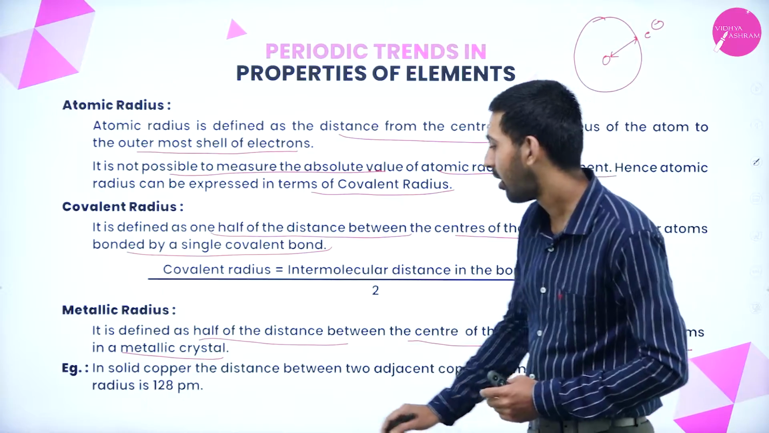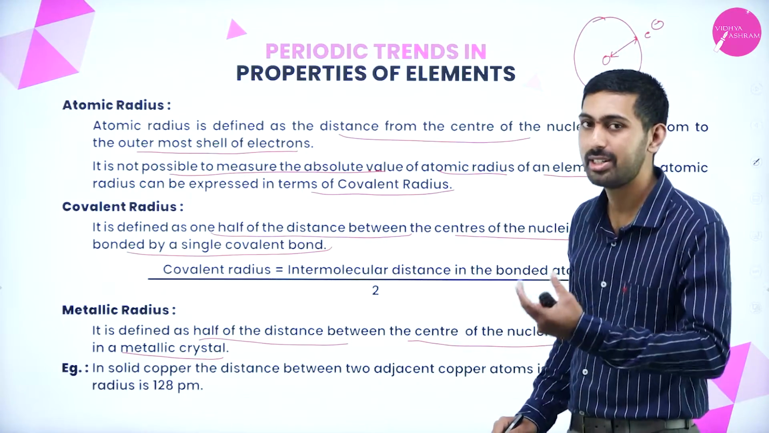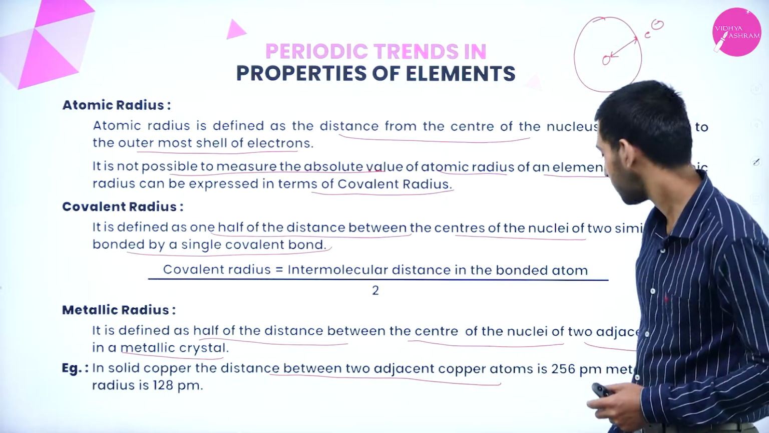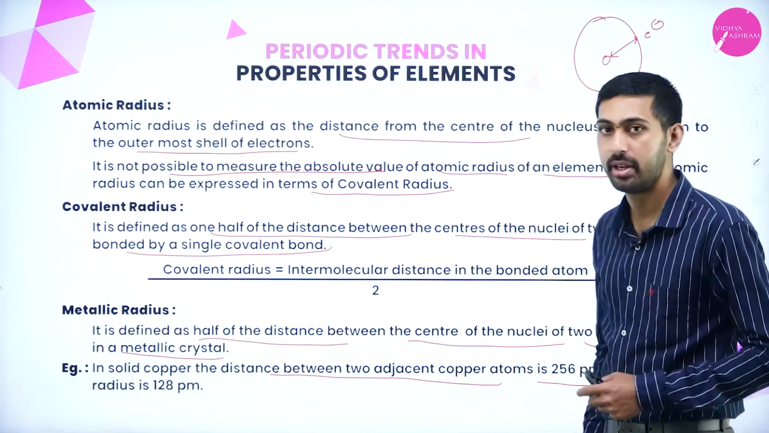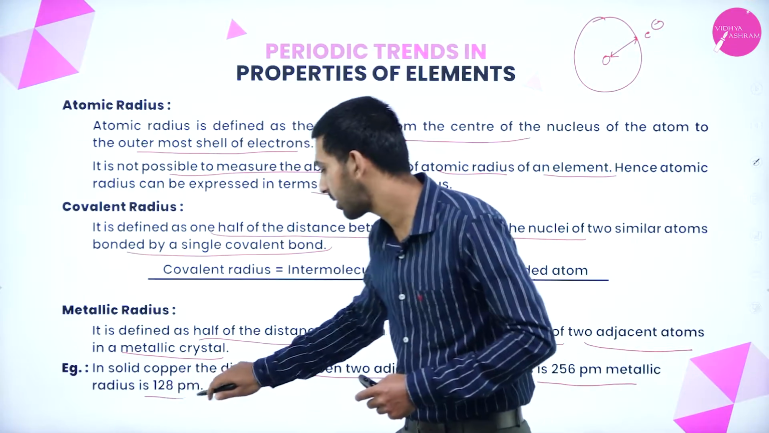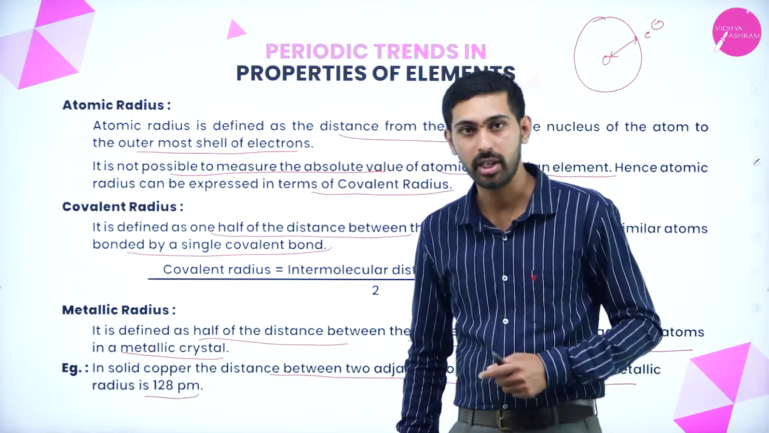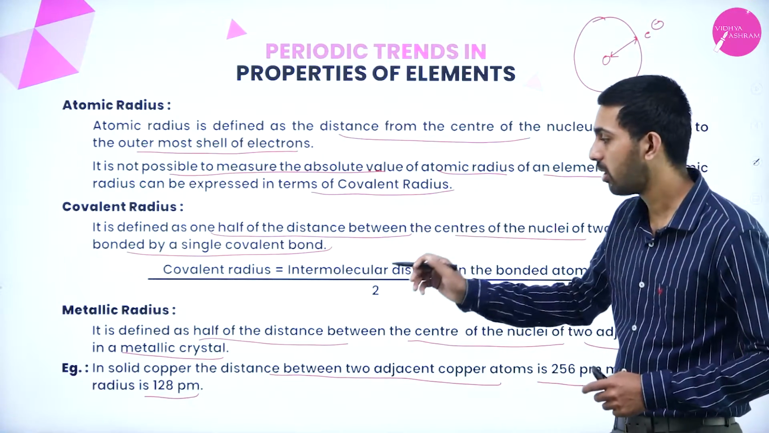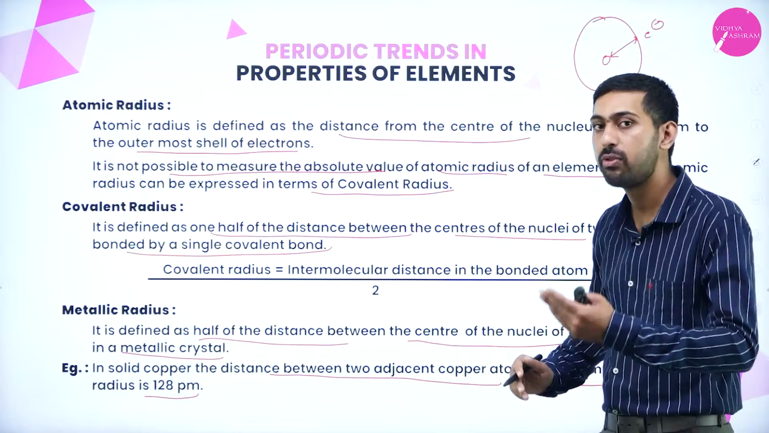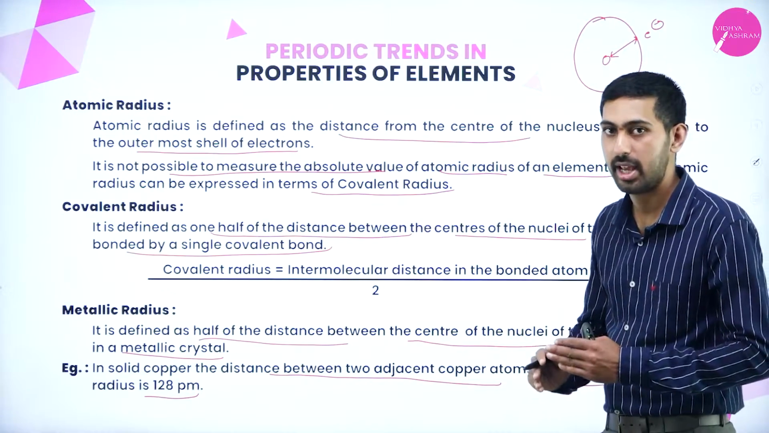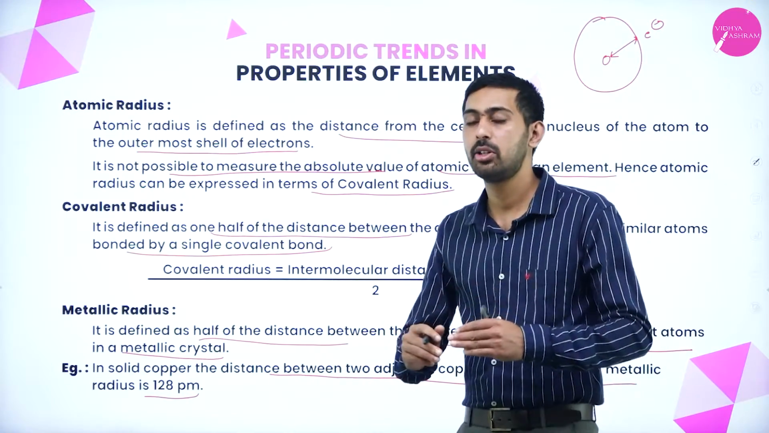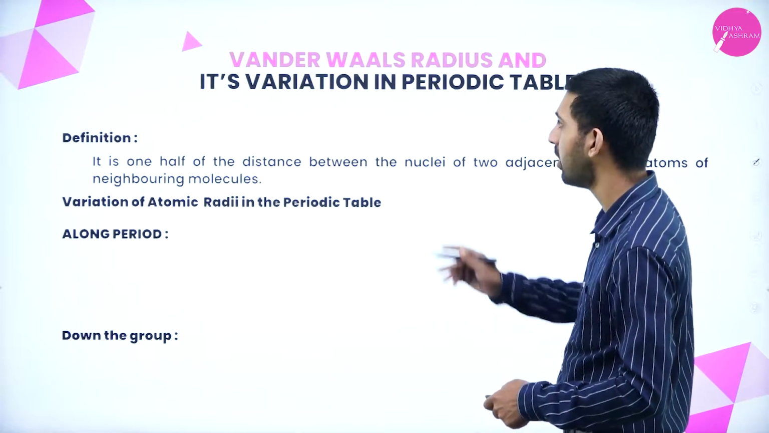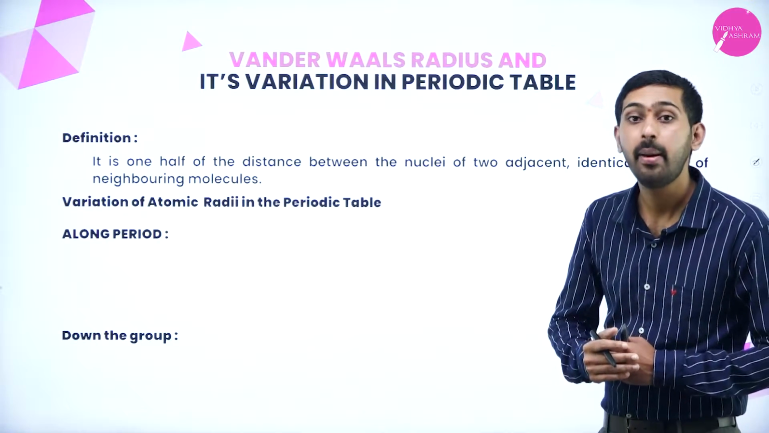Here, copper is in the solid state, and the distance between two adjacent copper atoms is 256 picometers. The metallic radius is 128. Here they have given 256, which is the whole distance, but metallic radius is half of the distance between two metal atoms. So 256 divided by 2 is 128. Correct, right?